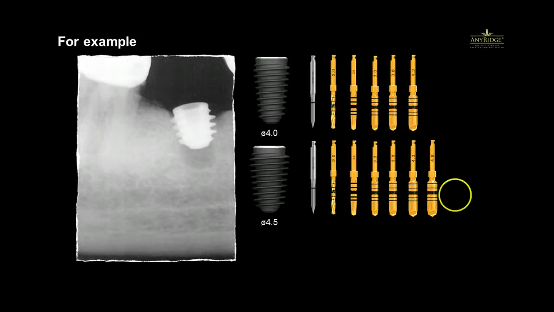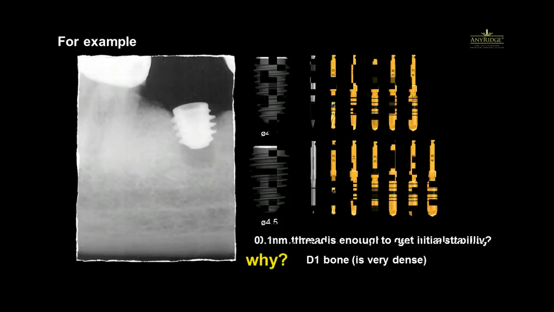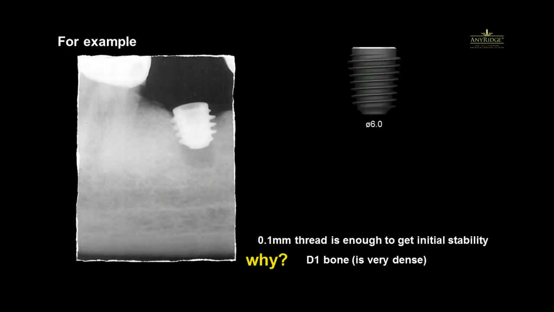My point is, with the Anyridge, stay conservative. Try it. If it gets stuck, back it out and use the next drill bigger. Because you don't want to drill out the osteotomy too wide, or else you have to go to a different implant size. So again, it's all relative to the density of bone. Now, the question is, is a 0.1 millimeter thread enough to get initial stability? Again, the secret to this implant is stay conservative. D1 bone is very dense bone, but again, you want to stay conservative with this implant.